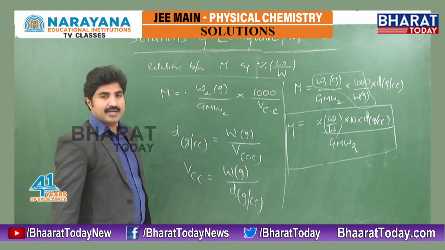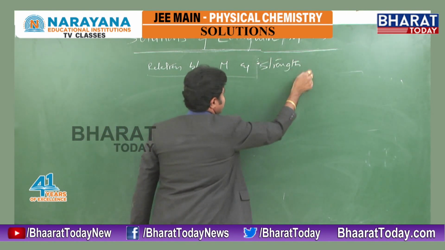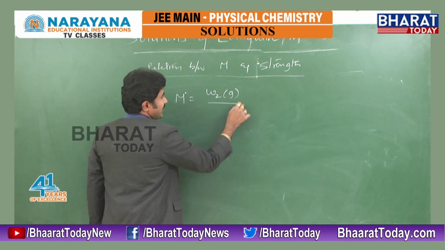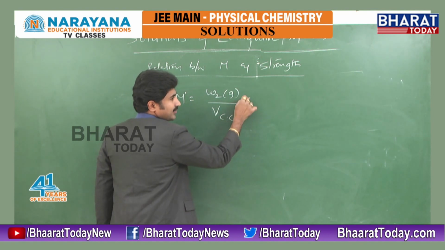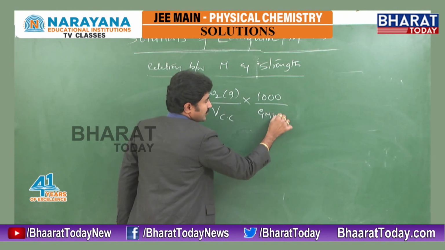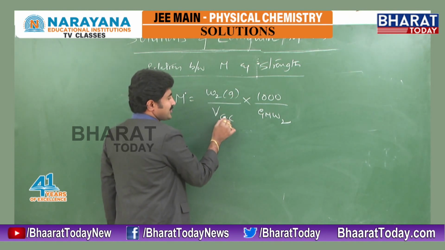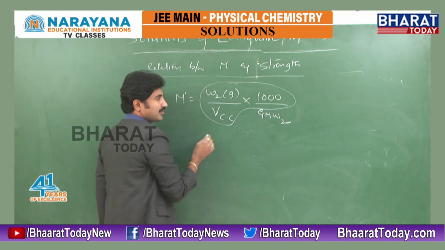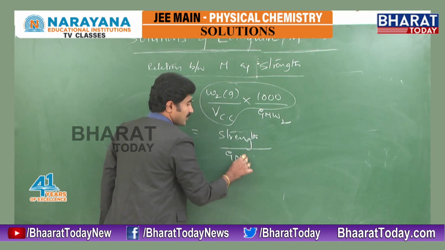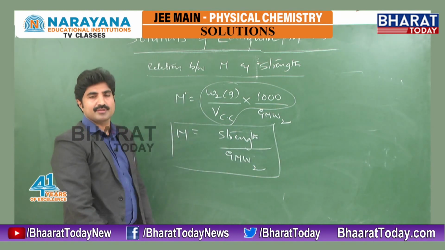Next, see the relation between molarity and strength. We know molarity is equal to weight of the solute in grams by volume of the solution in cc into 1000 by the gram molecular weight of the solute. Here, weight of the solute by volume of solution in cc into 1000 is the strength of the solution. Therefore, molarity is strength of the solution by gram molecular weight of the solute. This is the relation between molarity and strength of the solution.